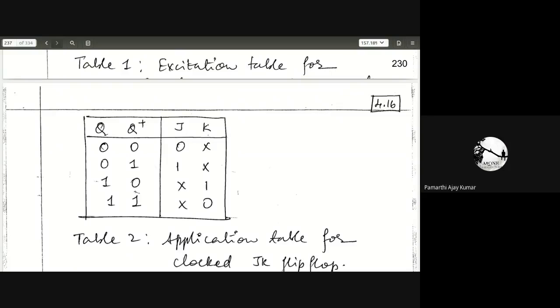Do you have any doubt in the excitation table of JK? No, sir. See, like the excitation table of JK, you must know the excitation tables of D, T and SR. Because the question may not always ask for JK only. He may ask to design a mod 6 counter using SR. He may ask to construct mod 6 using D or T. Anyone he can ask. But you must know how to write the excitation table, and with the excitation table you have to design the counter. It's okay.